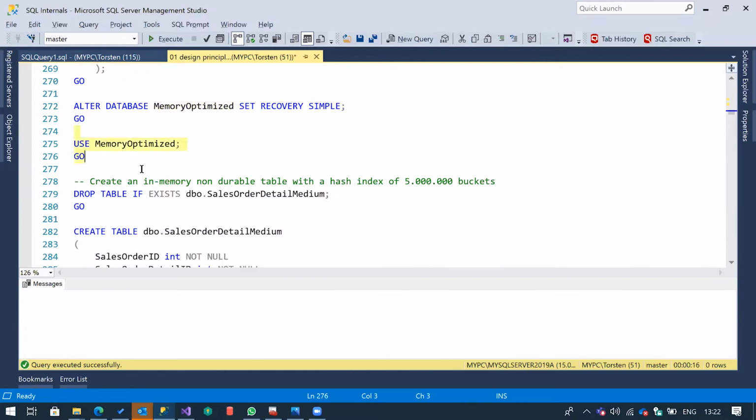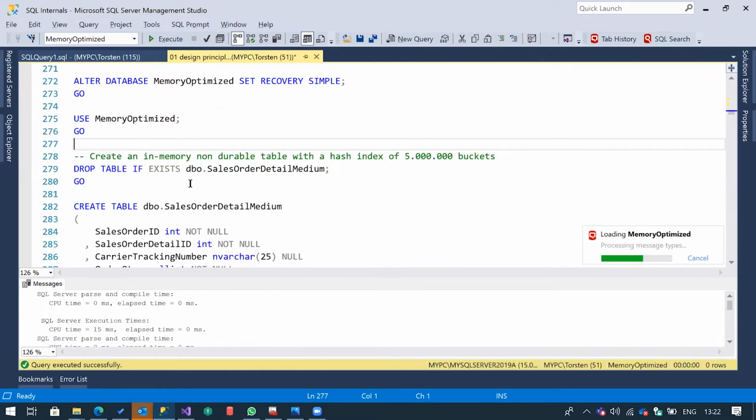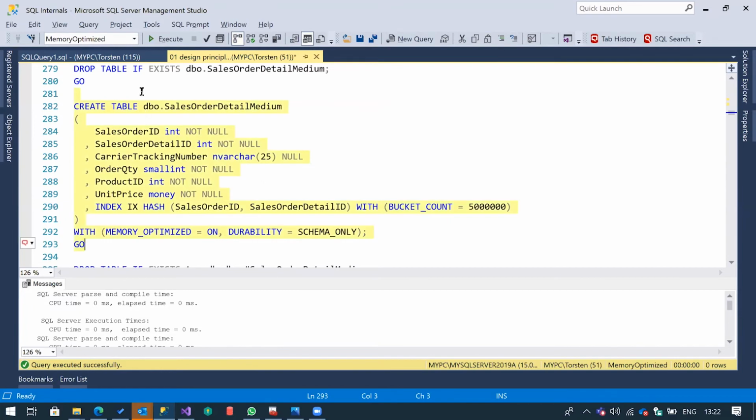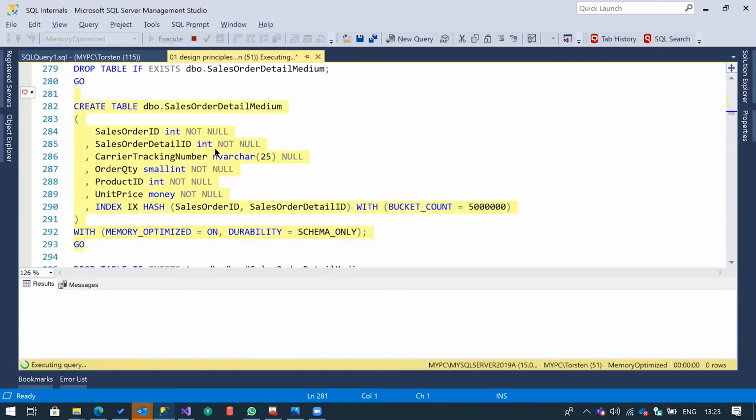I will now use the memory optimized database, and I will create a table. Exactly the same table as before. First of all, I create the schema, and you can see how it works. I have to have one index, and this one is a hash index, and I need to define a bucket count. I don't think I have time to cover this, but at least when you have a hash index, you have to define a bucket count. So that is just something which you cannot avoid for a hash index. So I create this one.